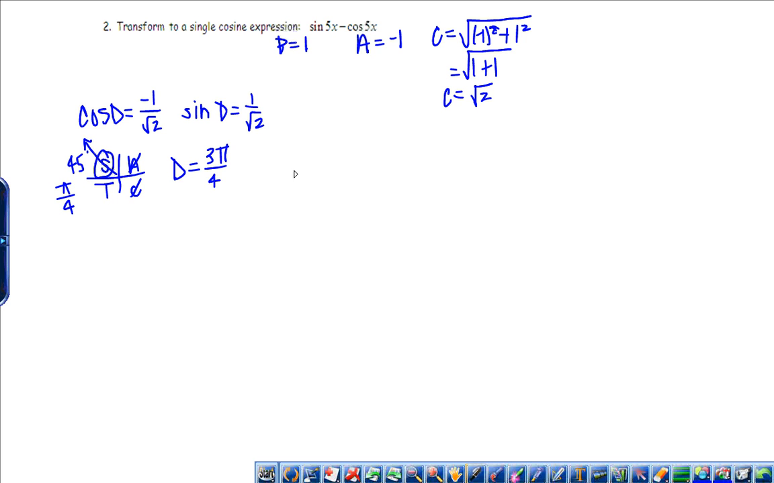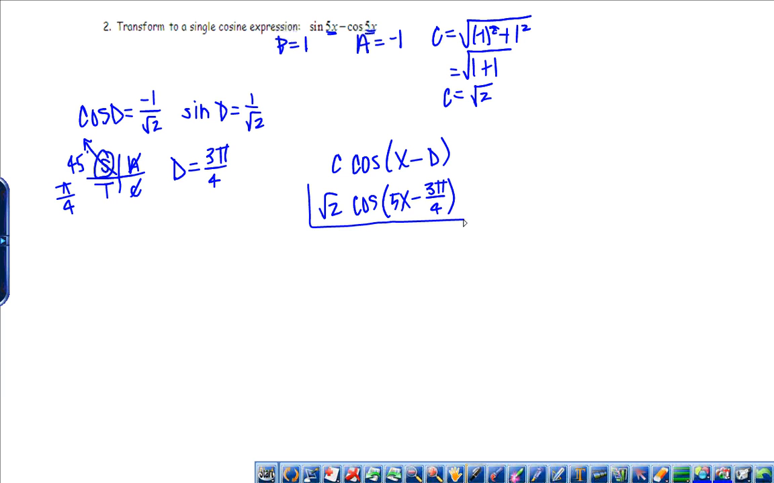Okay, so now we just need to look at the right side of the equation and fill in. So the right side says C times cosine, and in parentheses, x minus D. Okay, so our C value is root 2. Our cosine. Okay, our x value in this problem is actually 5x. So I'm going to plug in a 5x right here. And our D value is 3 pi over 4. And this is our second part of our linear combination.